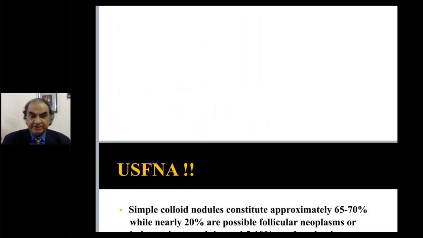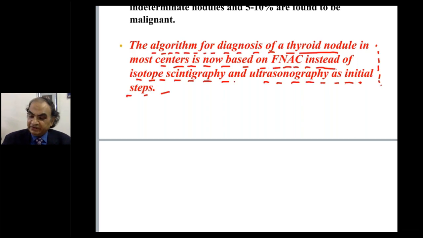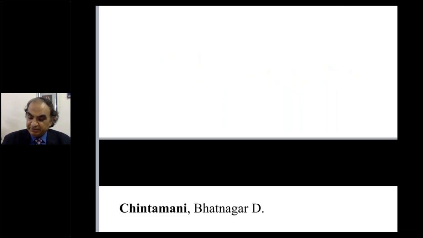So, ultrasound-guided FNAC: simple colloid nodules constitute approximately 65 to 70%, while nearly 20% are possible follicular neoplasms. And that's where it becomes important. I won't get into the detail of it because I already covered this. The algorithm for diagnosis of thyroid nodule in most centers is now based on FNAC instead of isotope scintigraphy and ultrasound as initial steps. But we use high-resolution ultrasound along with FNAC as a basic approach.